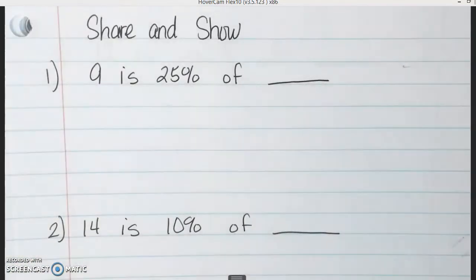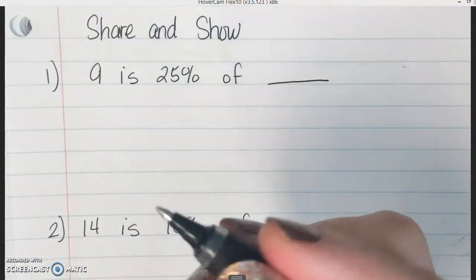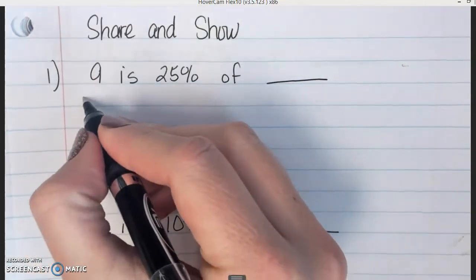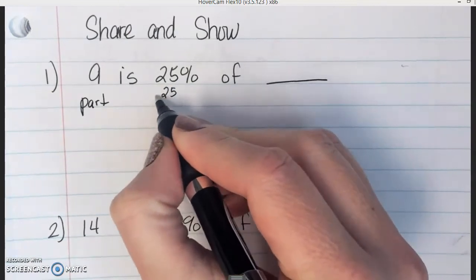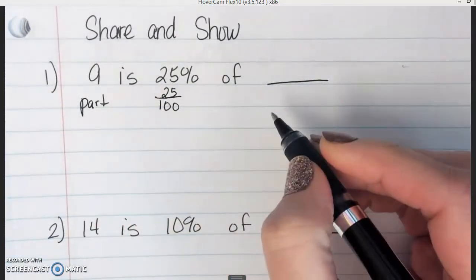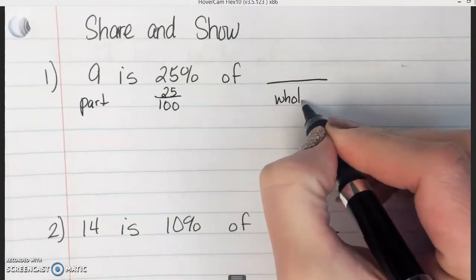Alright, so in your booklet we're turning to page 211, and we're going to start with the share and show. We're going to do it a little bit different than the way they've got it in the booklet. So we're not going to use the double number line there. We're going to use the same method that we did in the examples. So looking at number 1, 9 is our part. We're going to be writing 25% in fraction form, and we're trying to solve for the whole.